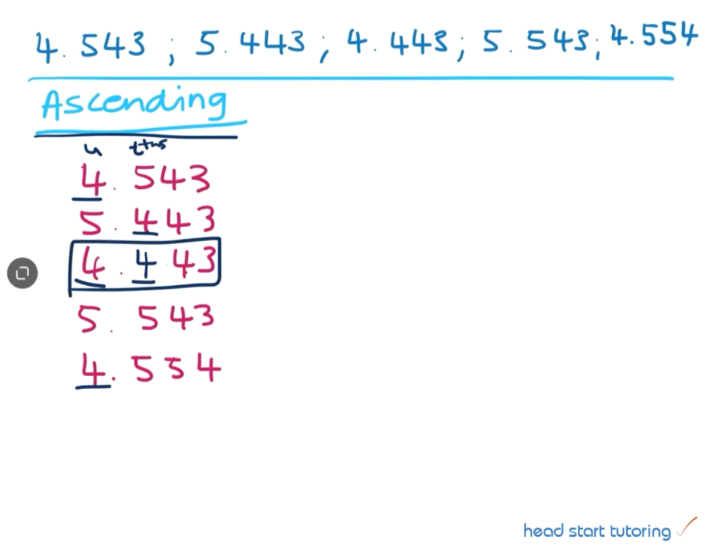So let's just write it out straight away. 4.443 is the smallest number.